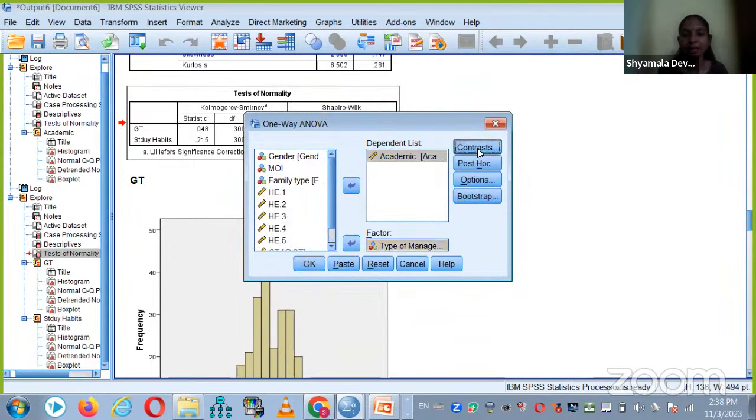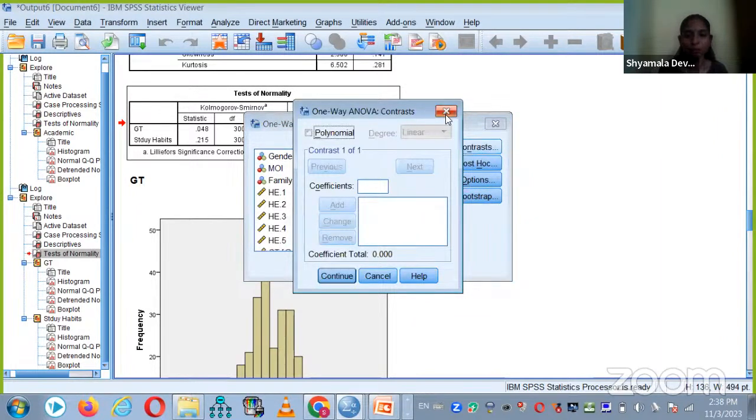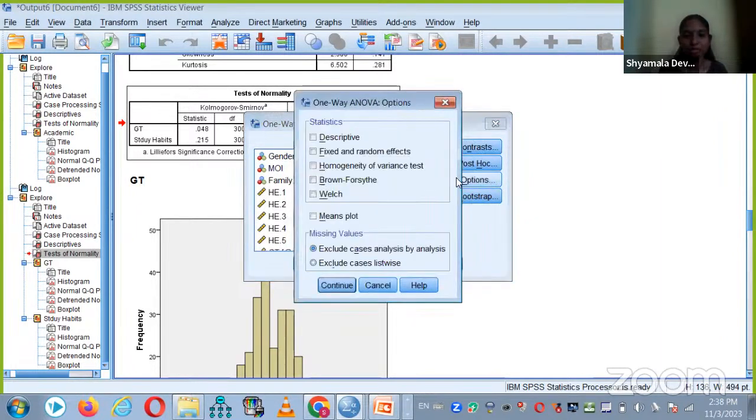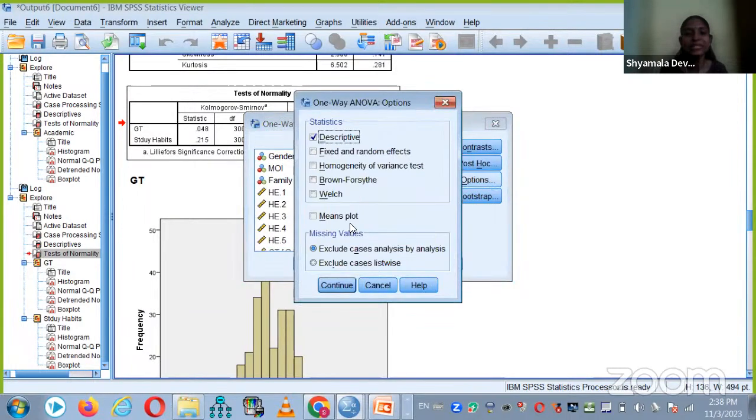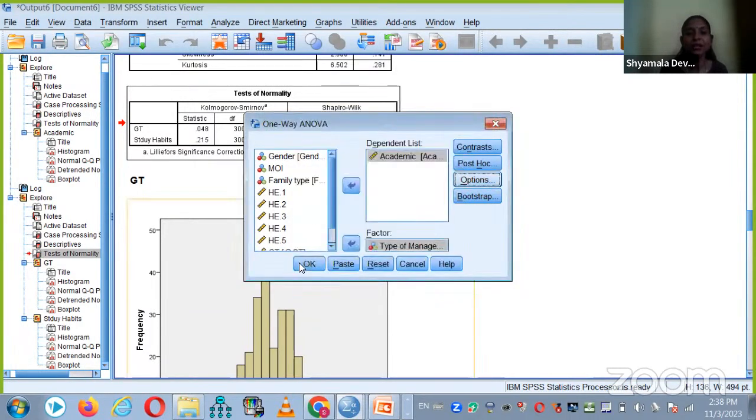And then, I don't want this. Options. If you want descriptive, you can check the descriptive. If you want mean and standard deviation values, then go to options and check the descriptive. Continue.